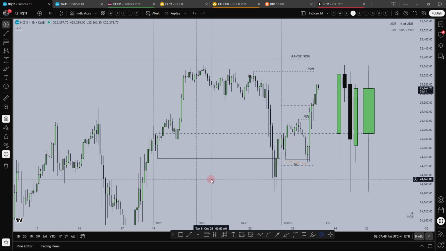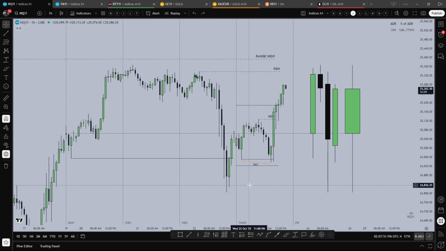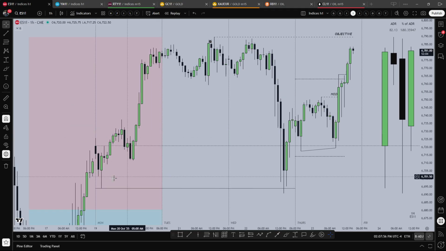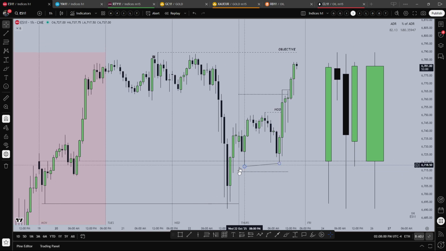Okay, so at the same time for ES it had SMT there, this here. Framework is still the same. Weekly open low, next day continuation away from it towards the open objectives.